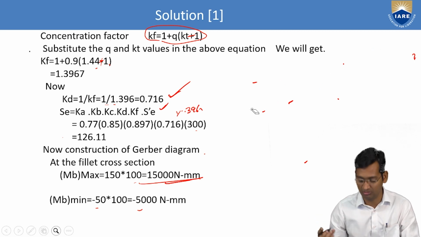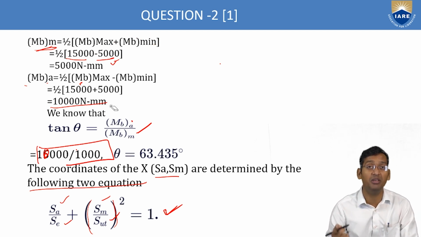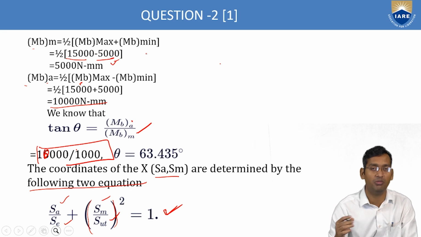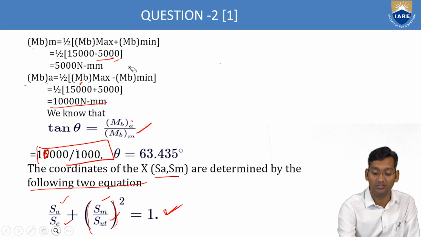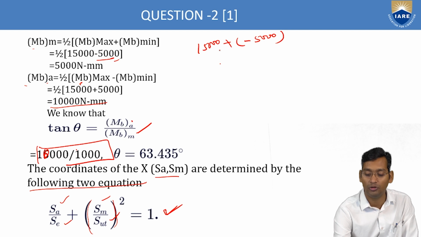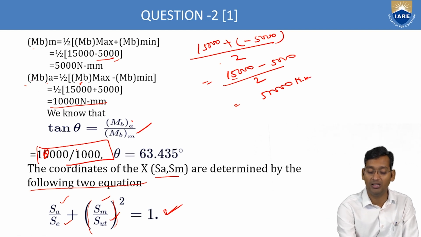In terms of that only, we will substitute in the Gerber's equation. Now what do we require? MB mean and MB alternate. So MB mean is the sum of maximum and minimum divided by 2. Here MB max is 15,000 and MB min is minus 5,000, divided by 2. So 15,000 minus 5,000 is 10,000, divided by 2, that is 5,000 Newton mm.